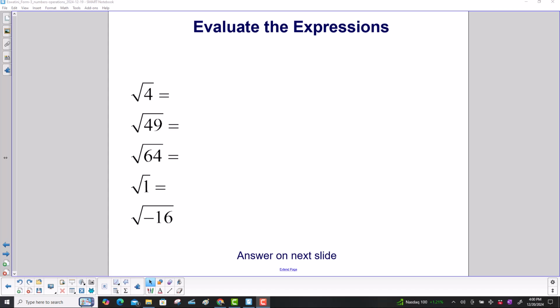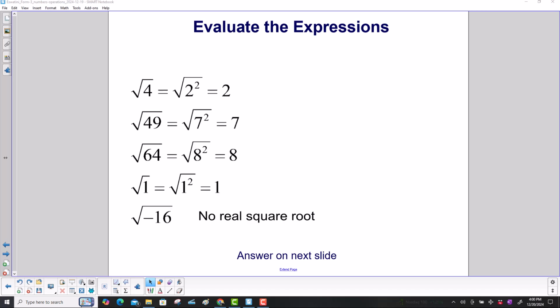Evaluate the expressions: the square root of 4, the square root of 49, the square root of 64, the square root of 1, and then the square root of negative 16. The square root of 4, we start with 4 is equal to 2 squared, or 2 times 2. So the square root of 2 squared, or the square root of 4, is 2. The square root of 49 is the square root of 7 squared. Therefore, the square root of 7 squared is going to be 7. The square root of 64 is the square root of 8 squared, or 8. The square root of 1 is 1 squared, and it's just equal to 1. And the square root of negative 16, we do not have a real square root.